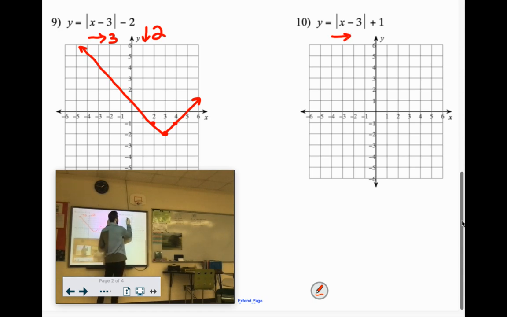Minus 3. Hey, that's to the right 3. Plus 1. Oh my goodness, that's up 1. Right 3, up 1. And then up 1 over 1.